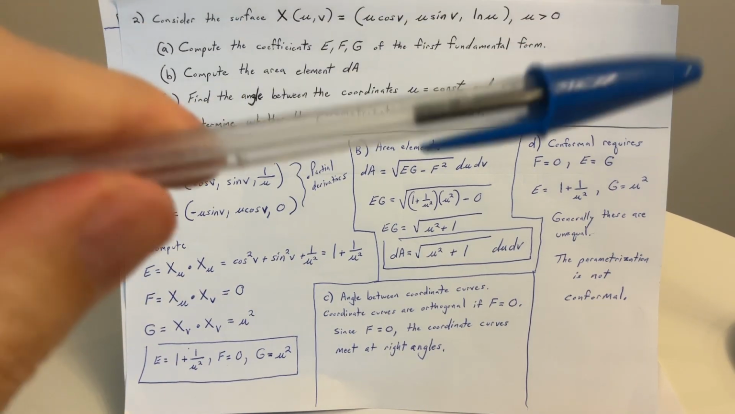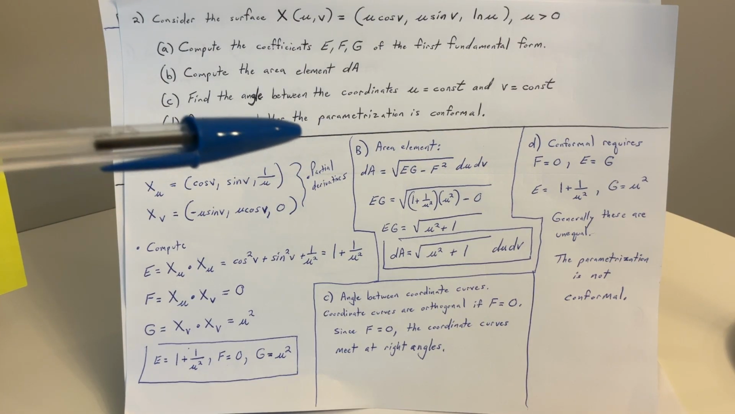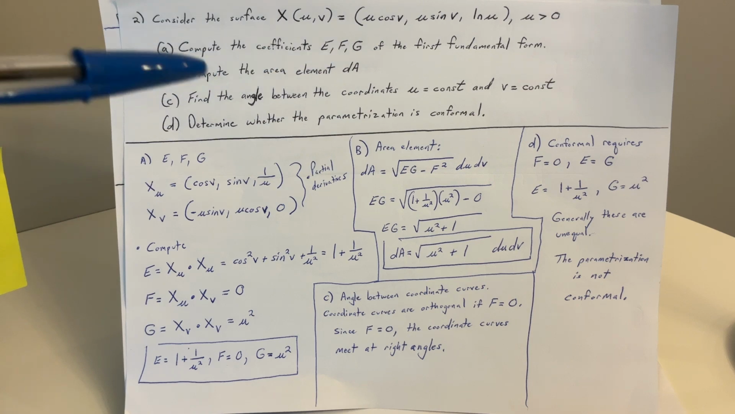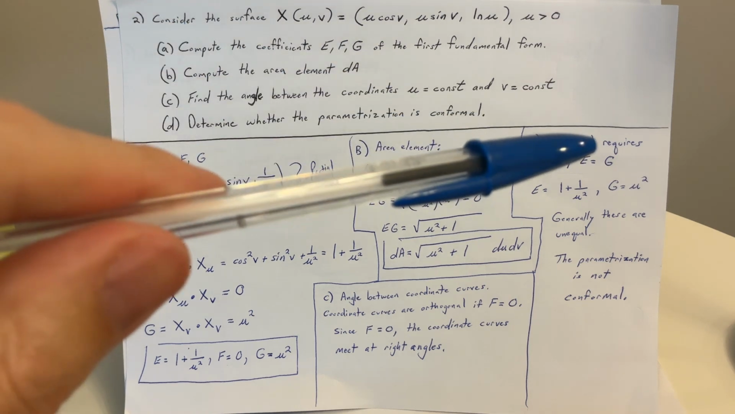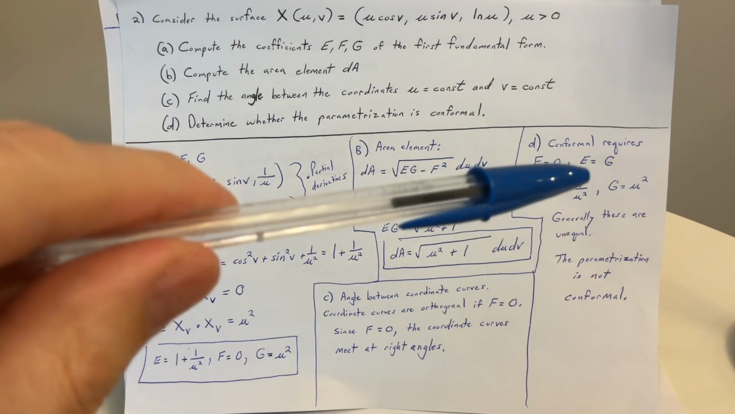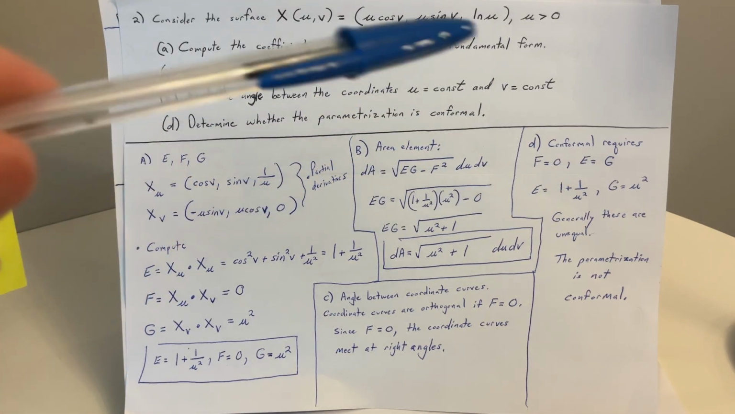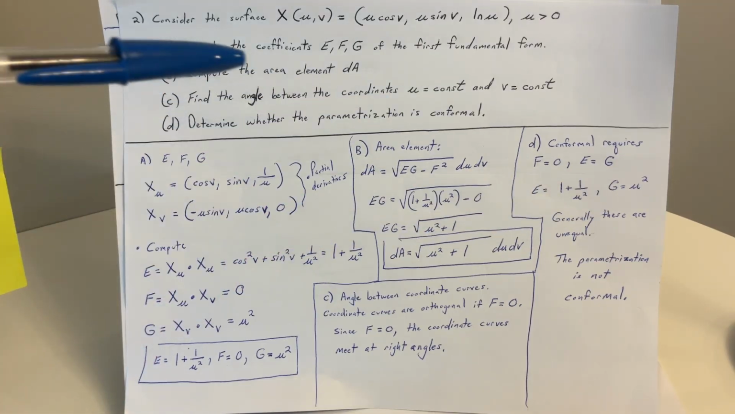Okay, so at the coordinate curves there. And letter D, determine whether the parametrization is conformal. So conformal requires this: F equals 0 and E equals G. In this situation, we have E equals 1 plus 1 over U squared, and G would equal U squared.